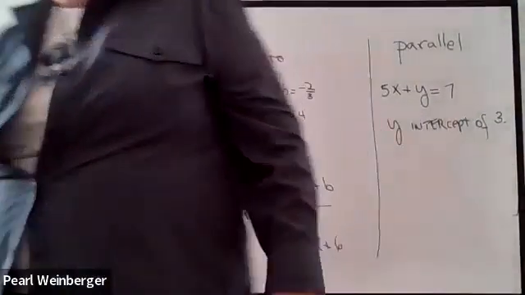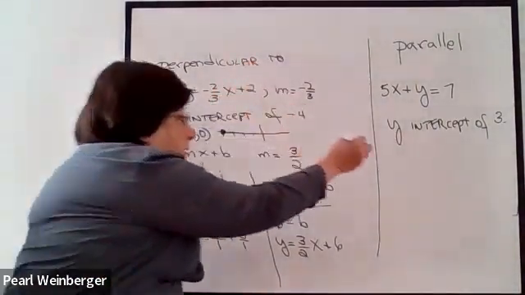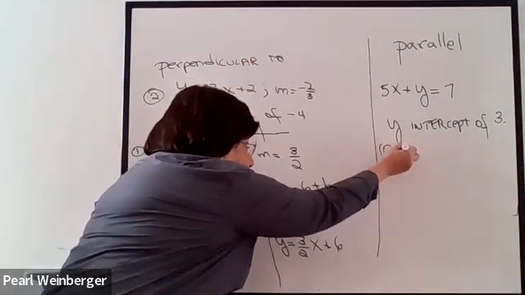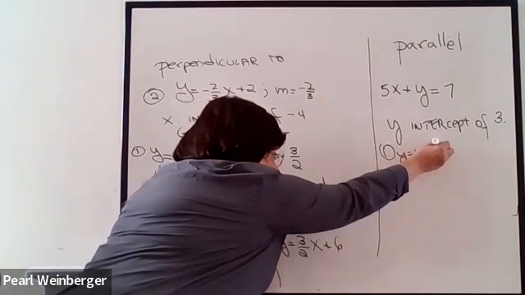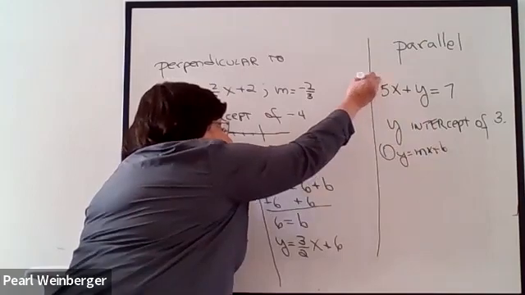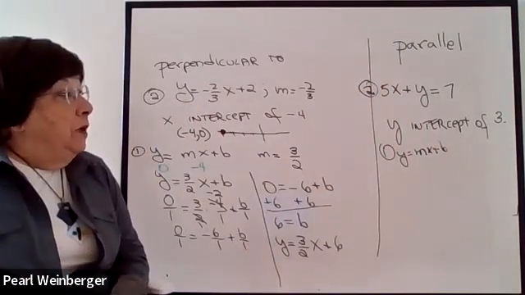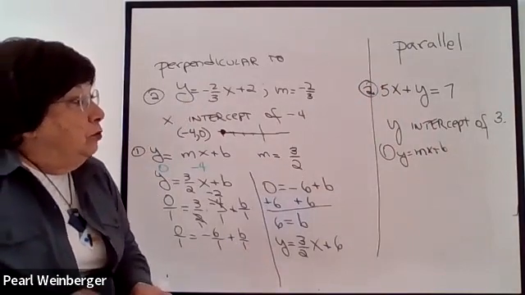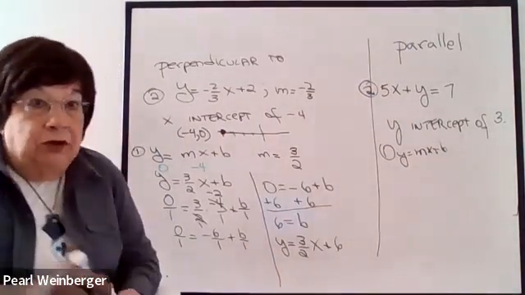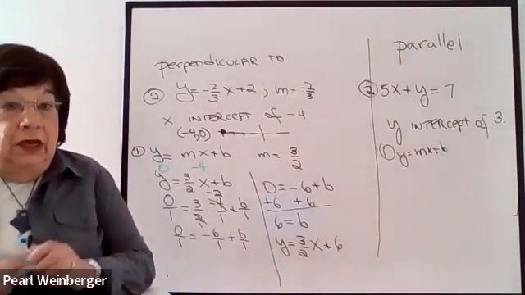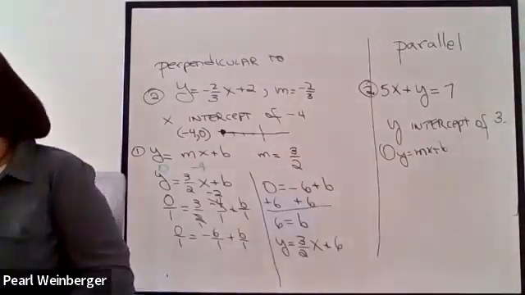Okay, again, I'm describing a line. Here's my line. I want to write the equation of y equals mx plus b that's going to be parallel to this line, 5x plus y equals 7. But the line that I'm talking about is also going to have a y-intercept of 3. The first thing I want you to do is figure out what the slope of your line is going to be.